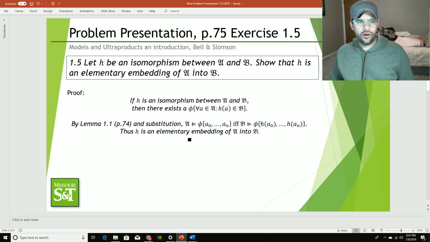That's a requirement, because you're mapping one-to-one, so for every one element in U there's one element in B, and it's onto, which makes it straight from U to B.